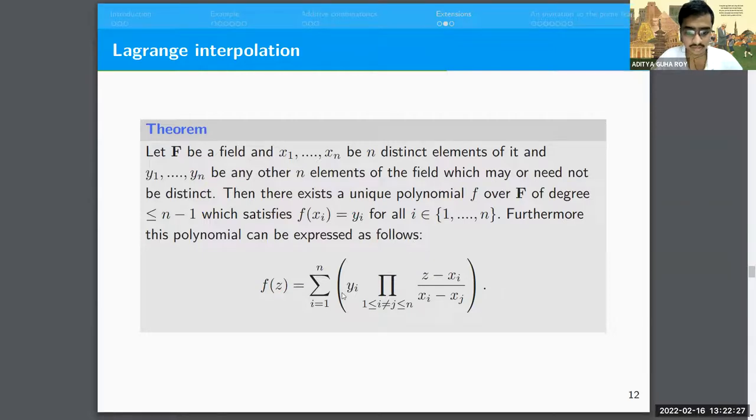It's easy to see that this polynomial works, and uniqueness follows because otherwise you consider two different polynomials satisfying this condition, and then you just take the difference. That will be a polynomial vanishing everywhere over these n points, but having degree less than or equal to n minus 1, and that's not possible.